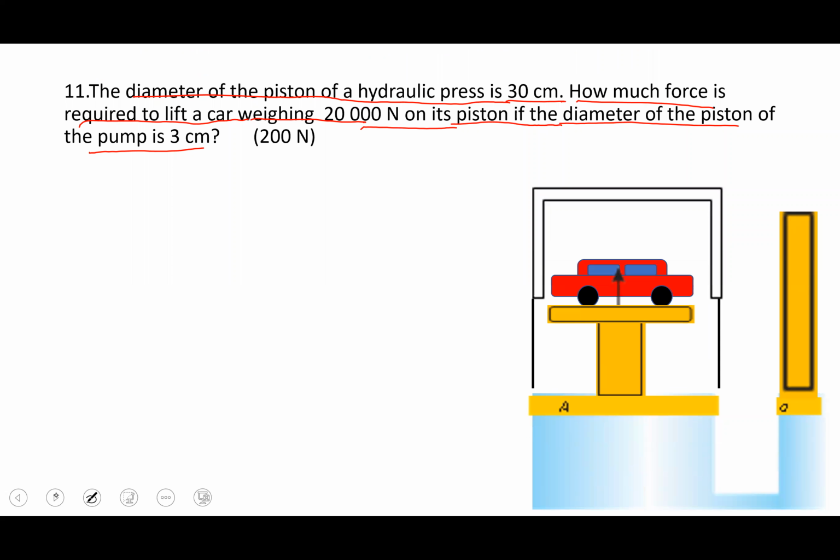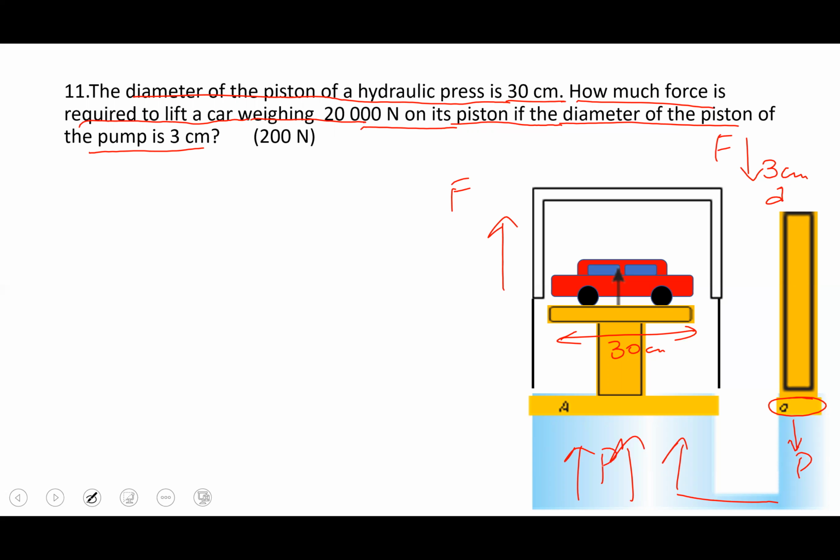Now here we have a hydraulic press. Over here we have one small diameter which is 3 centimeters, and there's a larger diameter over here which is 30 centimeters. We apply the force on one side, and it will lift on the other side. When the area of this one is smaller and force is applied, the pressure goes into the liquid and is distributed equally in all directions. So the pressure over here will be equal to the pressure over here. We have to keep this in mind.